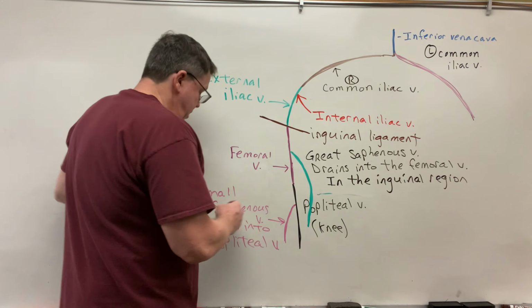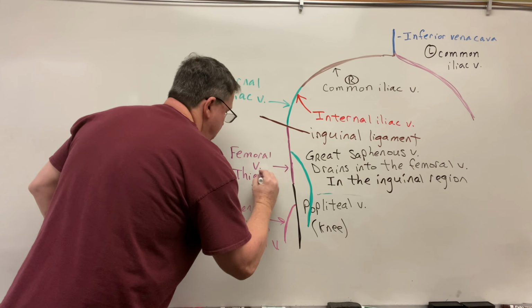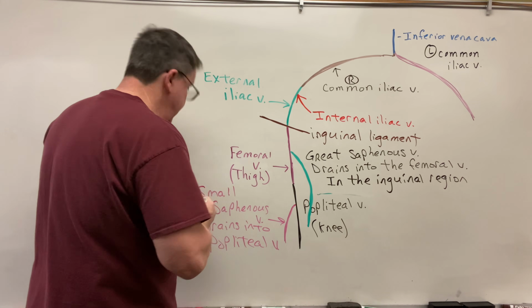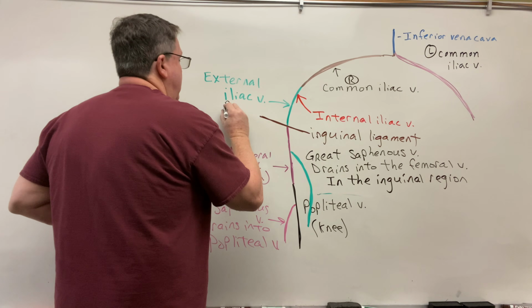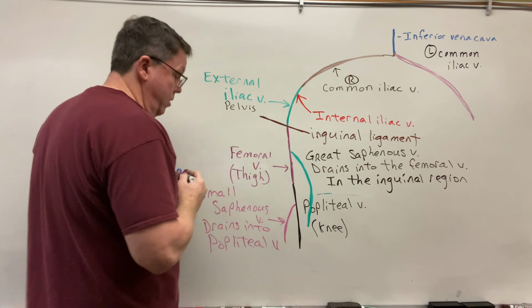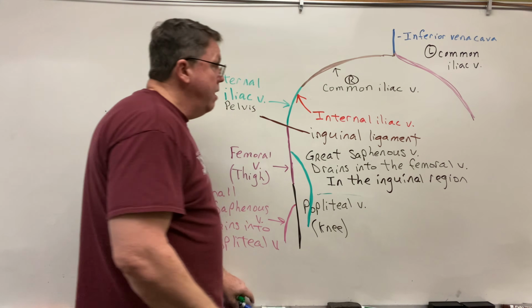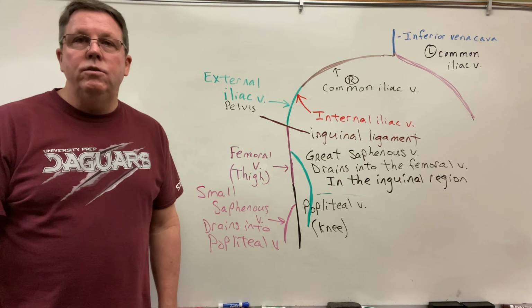This just continues up when we're in this region. This is the thigh. Right? When we get to this region here, we're in the pelvis. All right, and then when we get to this area here, we're actually starting to go into the abdominal region. So that's the veins for the lower extremity, and thank you so much for watching.